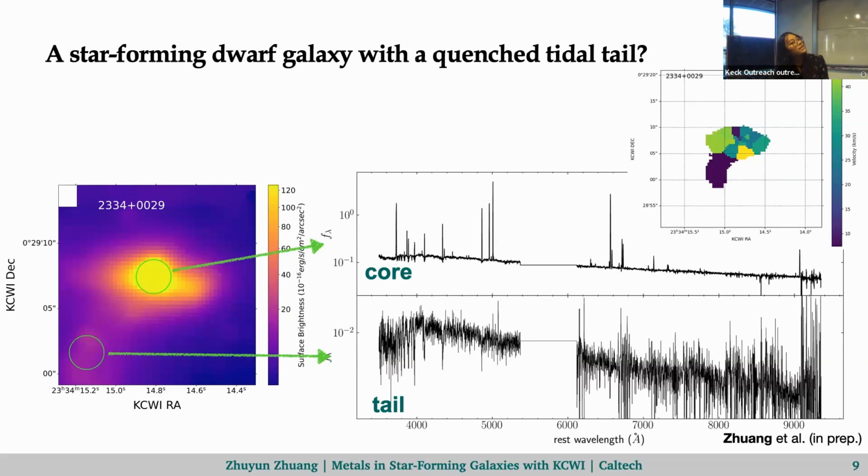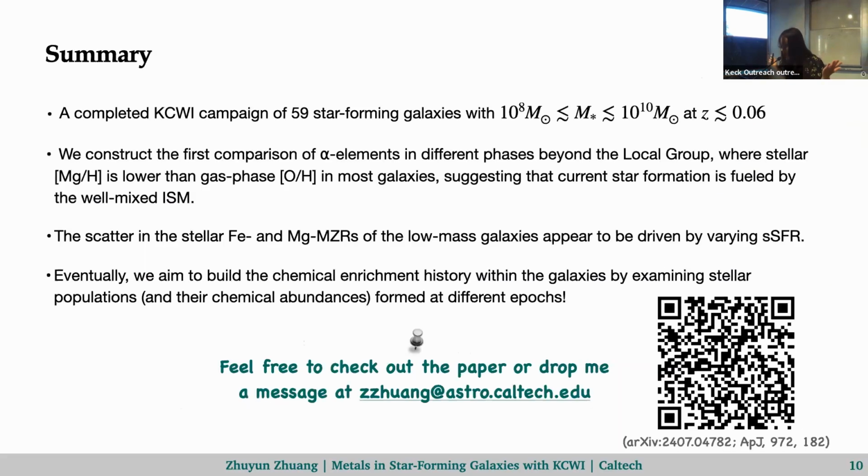Also, based on the stellar kinematic study, the core and the tail only have a velocity difference of around 10 kilometers per second, so it is very likely that these two parts are linked together. This can be something cool to look at. Overall, this is a really rich data set with a lot of interesting things going on. I know I'm running out of time, so I'll just stop here and take questions.